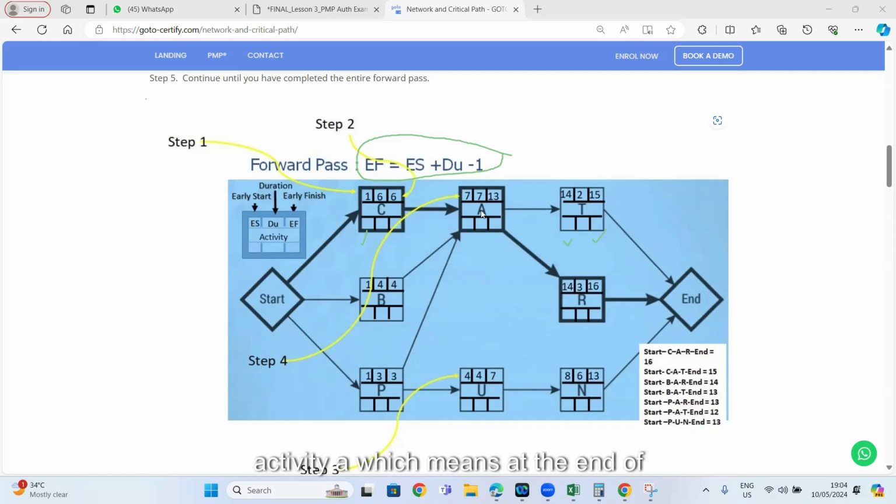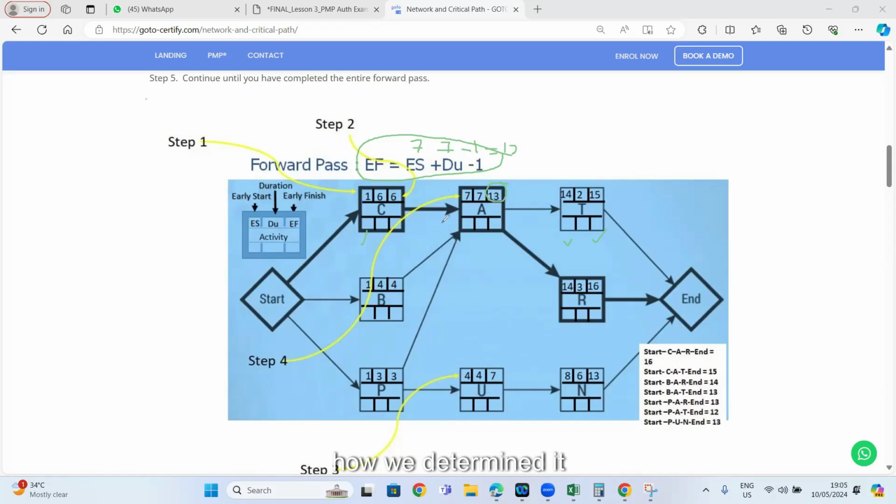Then I will start activity A, which means at the end of day 6, I am okay to start activity A. What is the early start of activity A? The possible early start is the next day, because we already finished day 6 and the next day is day 7. So the earliest I can start activity A is 7, right? So early start will be 7. Here I will have 7, and the duration of this activity is 7. And now 14 minus 1 is 13. So 13 is the earliest this activity can finish. This is how we determine this.